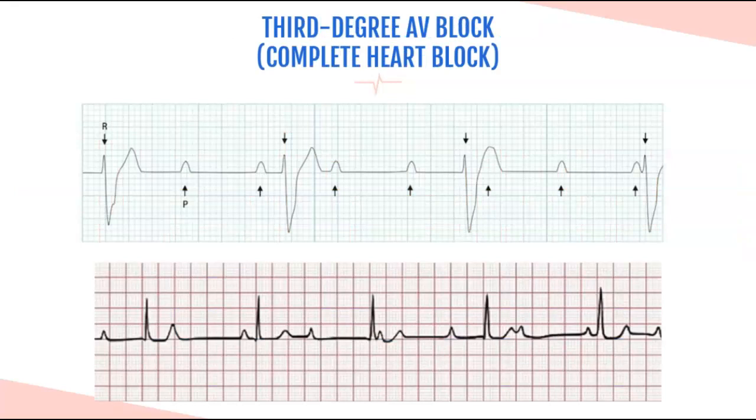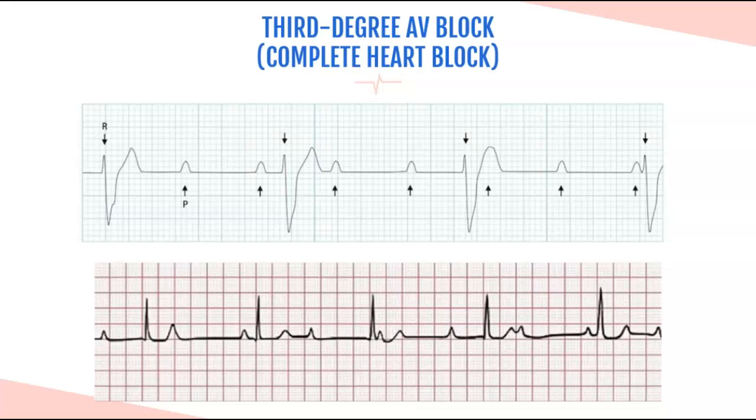Third-degree AV block, or complete heart block, is when the impulses from the atria are completely blocked at the AV node, and they can't be conducted to the ventricles. So this is essentially like a line of people trying to go through the door, but the door is locked and the people can't get through.